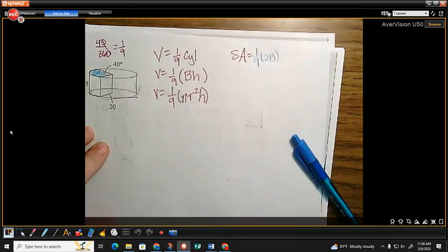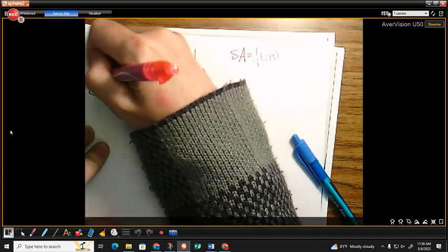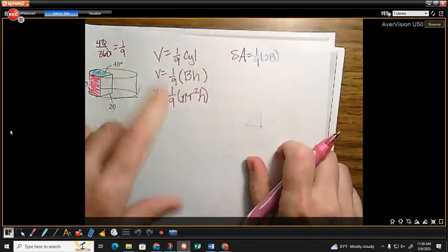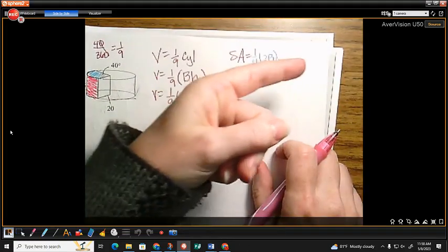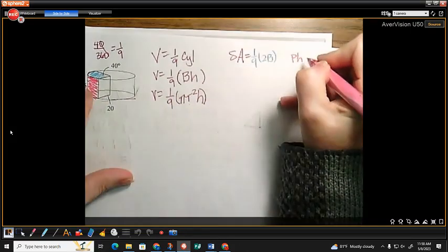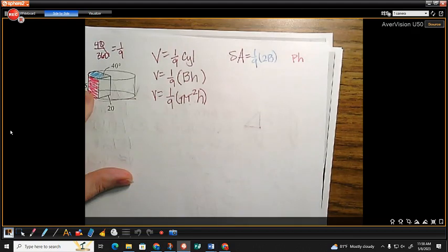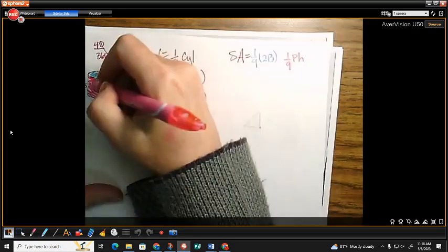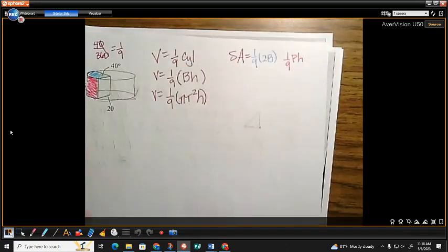Do I still have this outside surface? How do you get the outside surface? It's pH, the perimeter times height. But do I have the whole thing? No, you have 1/9. I have 1/9 of the pH. Can you divide the whole thing by 9 and find the surface area? Well, no, and I'm about to show you why.